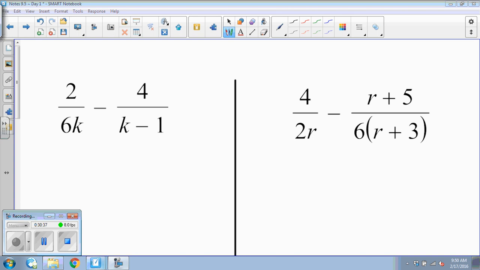Okay. Now, this one, 6 is a standalone factor, right? K is a standalone factor, right? Is that a standalone factor? No. K is not multiplied to anything. That is together. That's together, right? That, k minus 1, is a standalone factor.